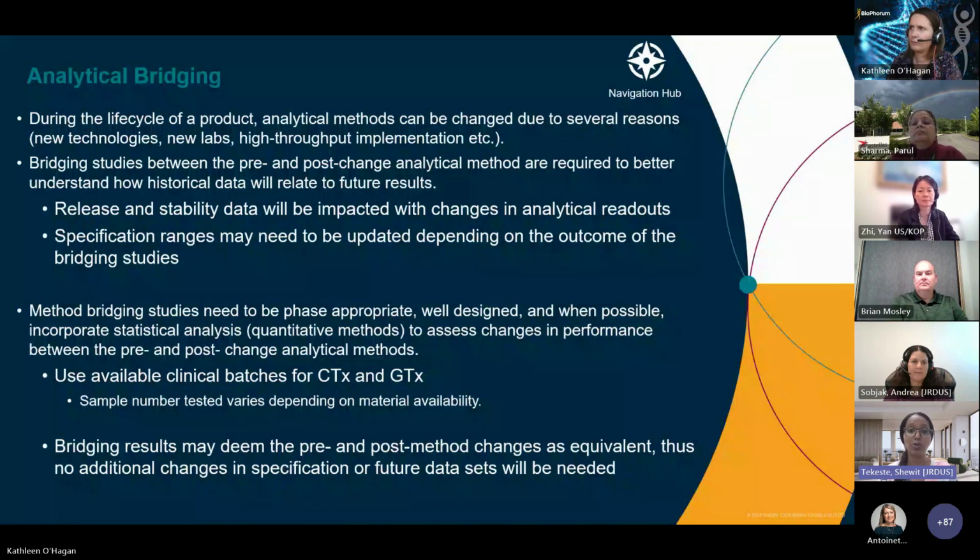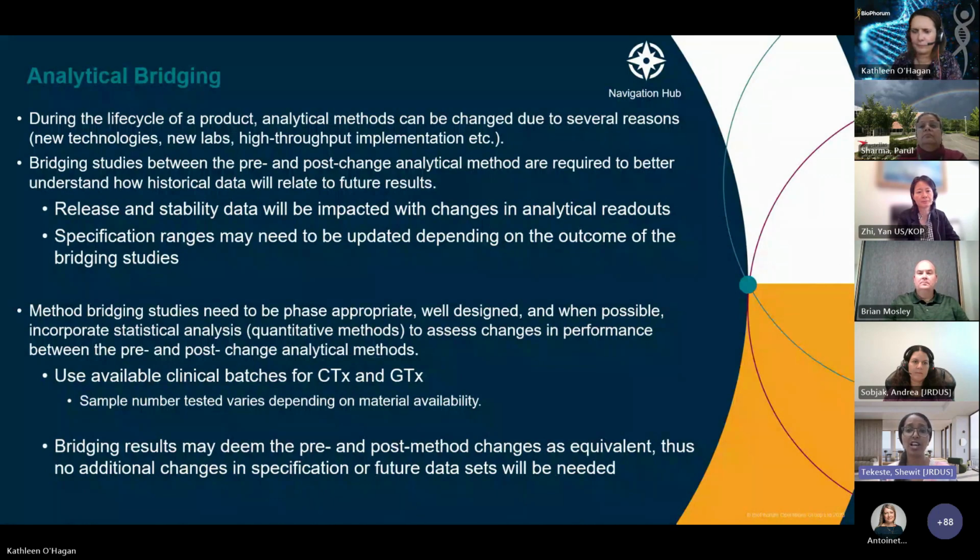So here we decide to review 3 common scenarios and offer additional guidance on how you approach comparability or bridging. In scenario 1, you're faced with a situation where your analytical method has changed. First, you need to understand how that change impacts your historical data, and potentially how it would affect your specification of your product release. So a well-designed phase-appropriate bridging study is needed to test samples in both the pre and the post-change analytical readout.